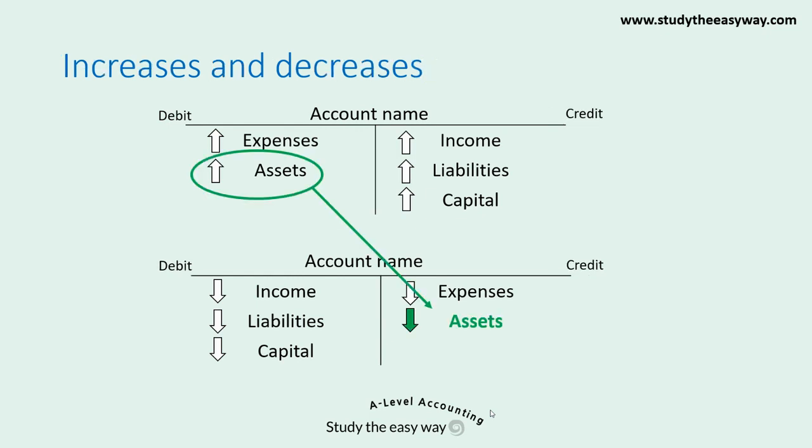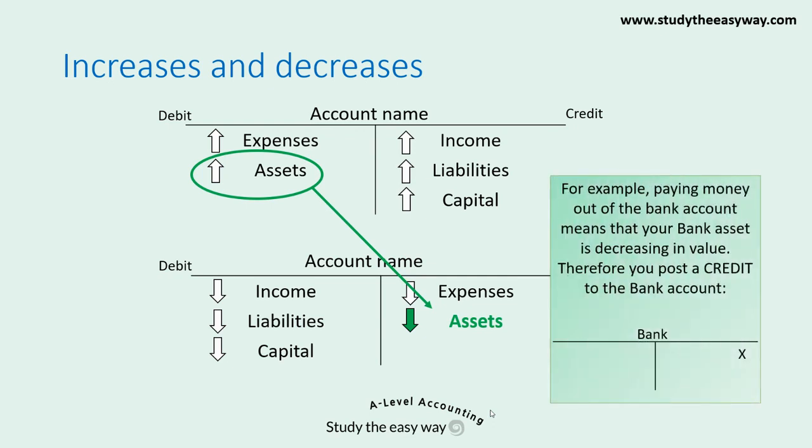So, for example, increasing an asset is posted as a debit, but decreasing the value of an asset is shown as a credit. An example of this is paying money out of the bank account. The bank, which is an asset, is decreasing in value when money is paid out, and therefore to record the payment of money out of a bank account, you would post a credit, as I've shown in the T account here.